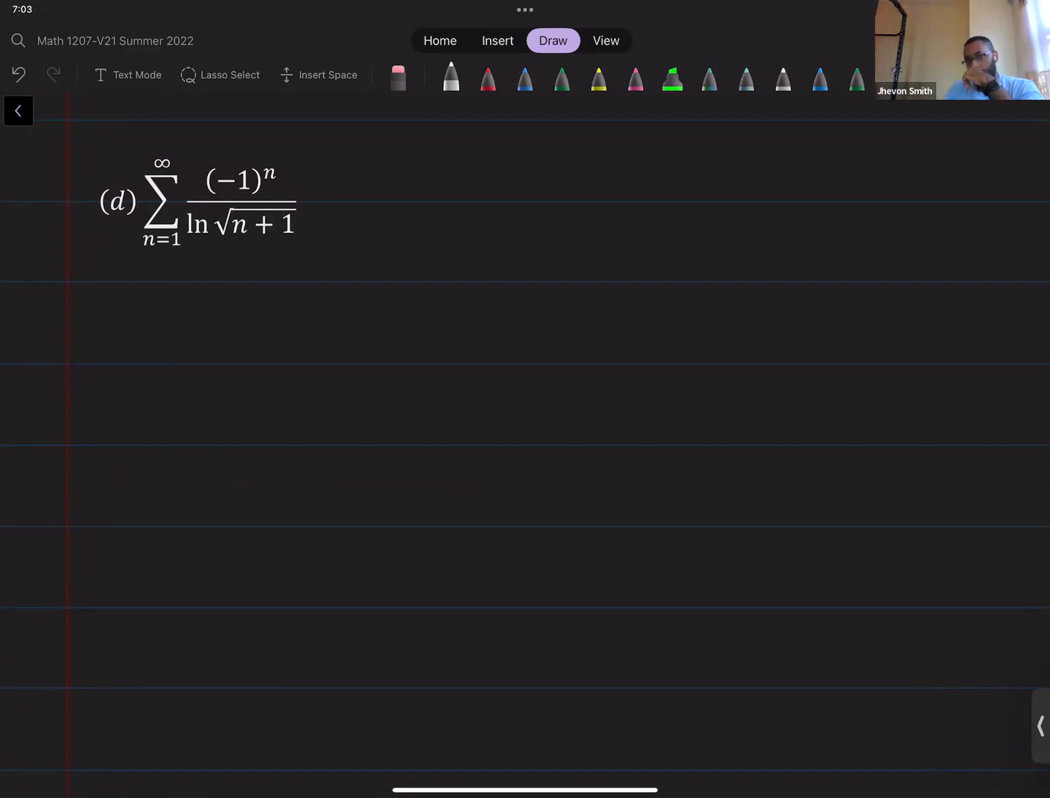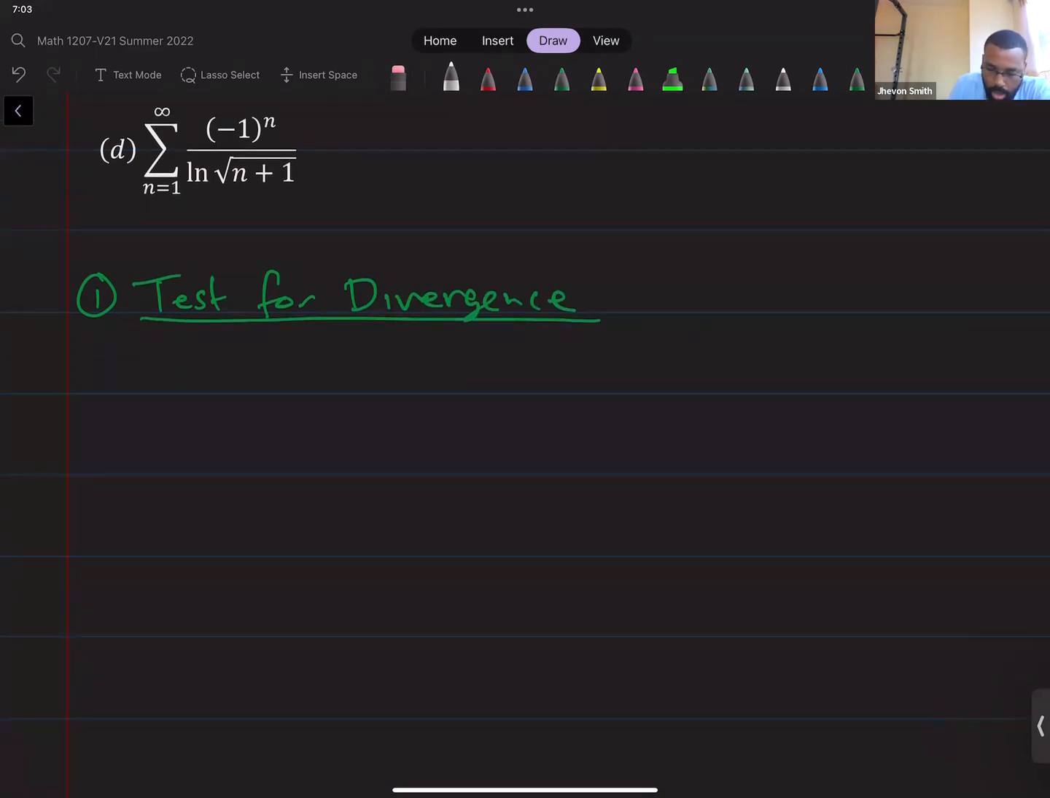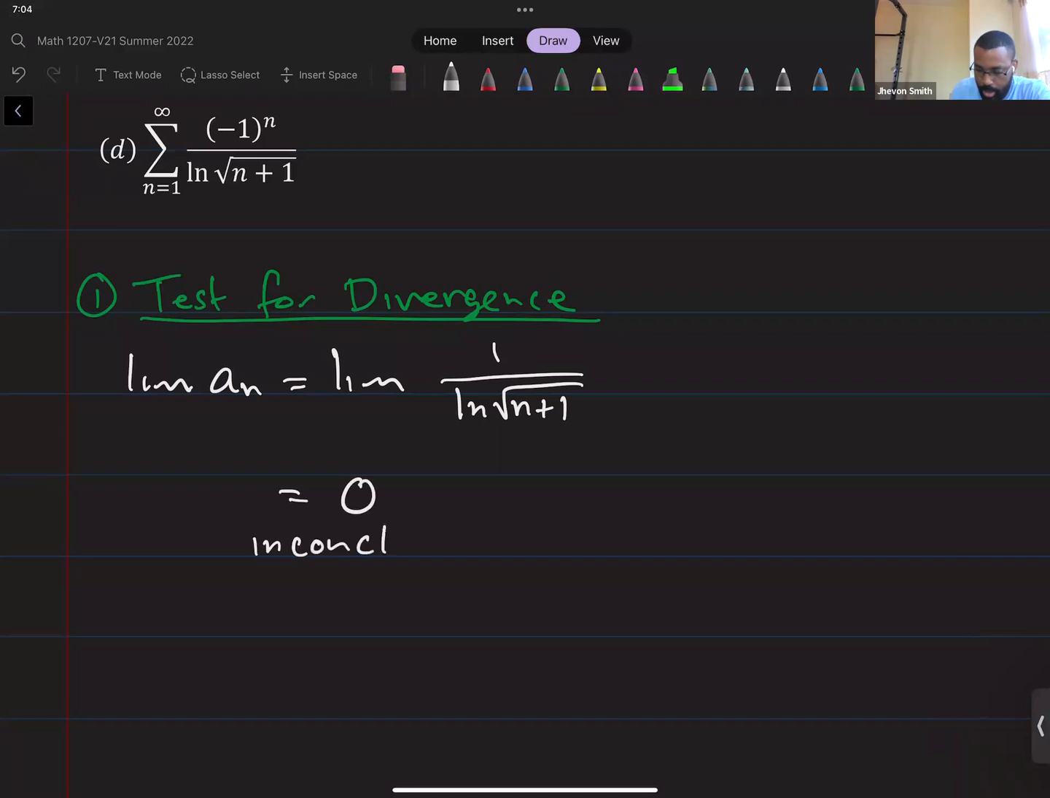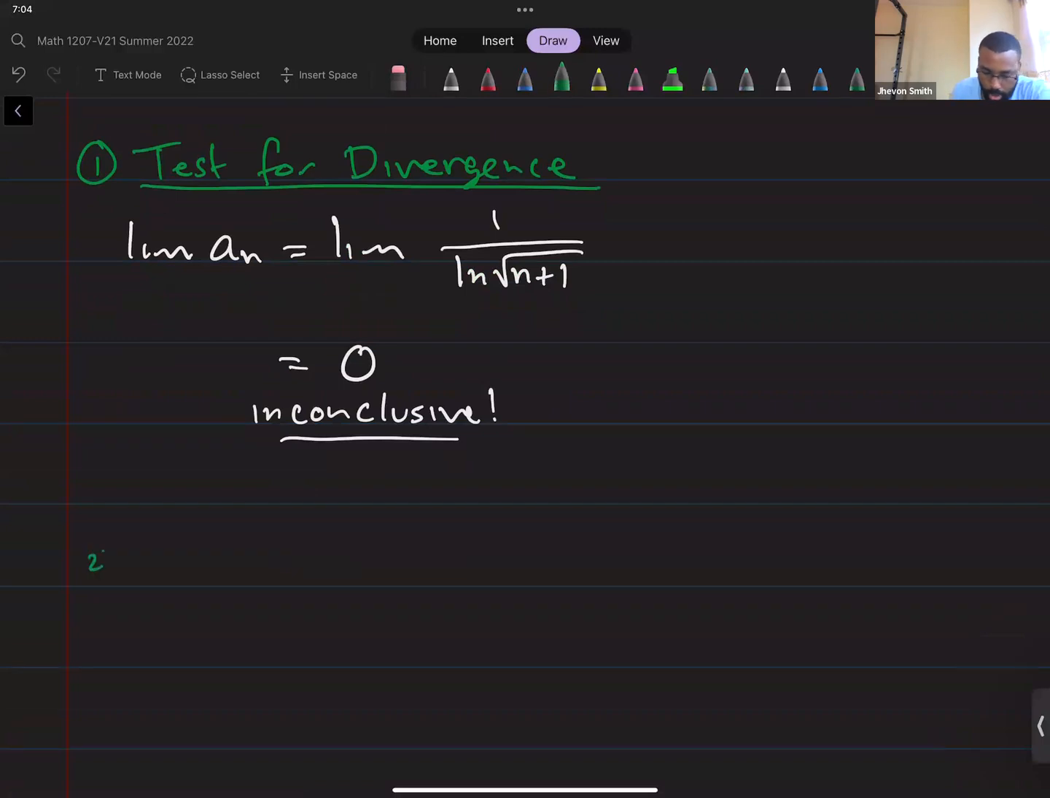So here's another one. So again, apply the test for divergence first. Take the limit of 1 over ln of the radical n plus 1. Obviously, the numerator stays at 1. The denominator is growing without bound. That gives you 0. So this is inconclusive. So you move on to the second one.